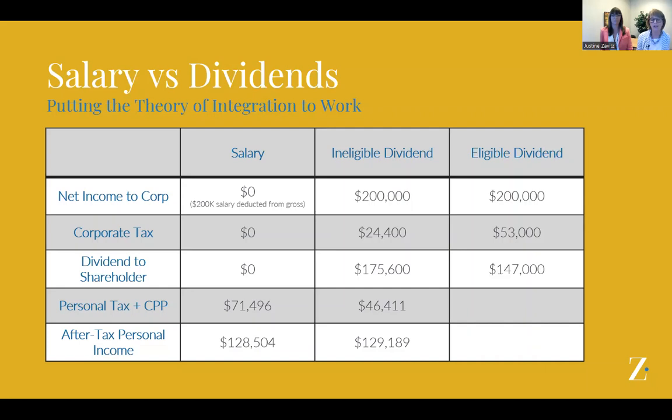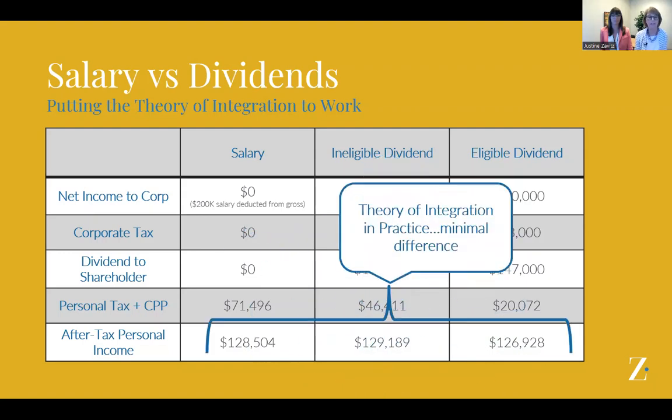That leaves $147,000 for you to take out of the corporation. The tax on that money personally is $20,000, leaving you with $127,000 rounded. So that's the theory of integration. Whether you take salary, ineligible, or eligible dividends, at the end of the day, you end up basically at the same place.